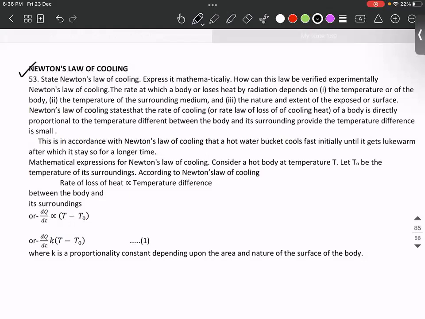The first factor is it is directly proportional to the... right? So it depends on an alpha. I'll talk about the proportionality later. So the rate at which an object loses heat by radiation depends on parameters like the temperature of the object, that is the system. Secondly, the temperature of the surrounding medium. And third is the extent to which the system is exposed to the surrounding.